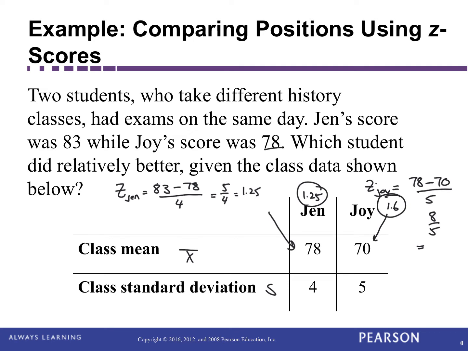So Joy actually had a higher z-score, meaning that compared with the rest of her class, she did comparatively better than Jen did within her own class. Imagine that Joy might have been given a harder test and might in fact know the material better compared to Jen, who might have been given an easier test but scored relatively lower compared with other members of her class. This is assuming that both classes are of similar ability.